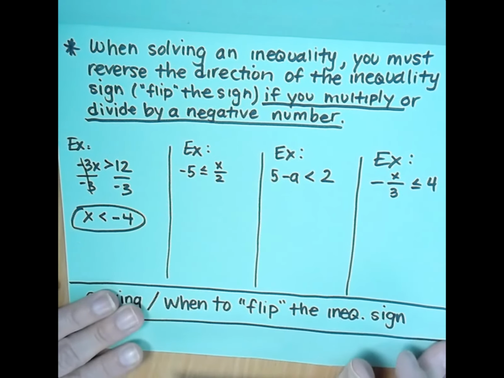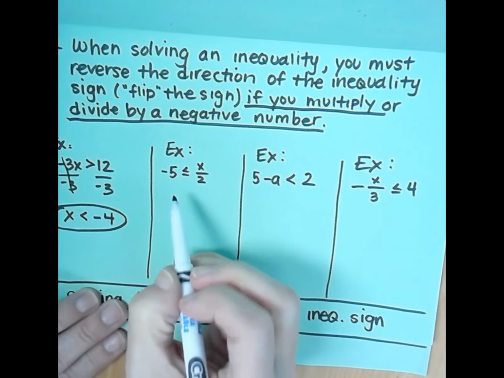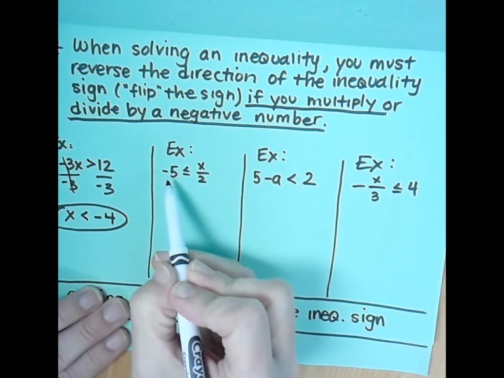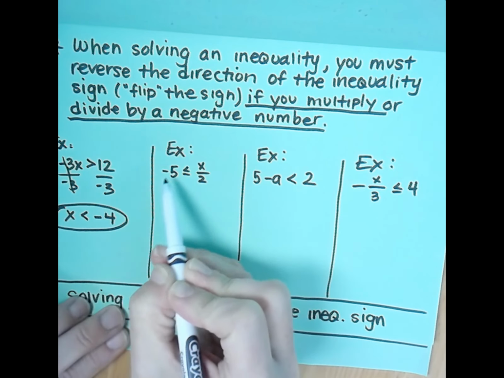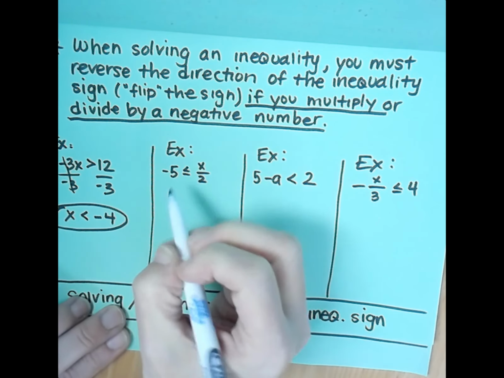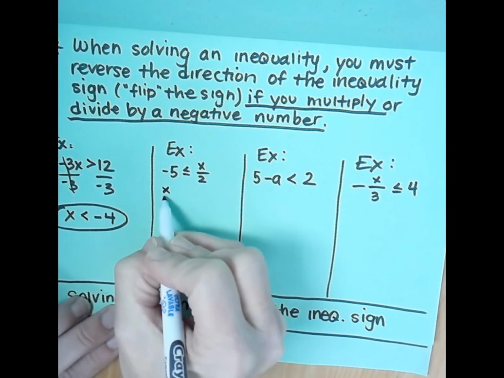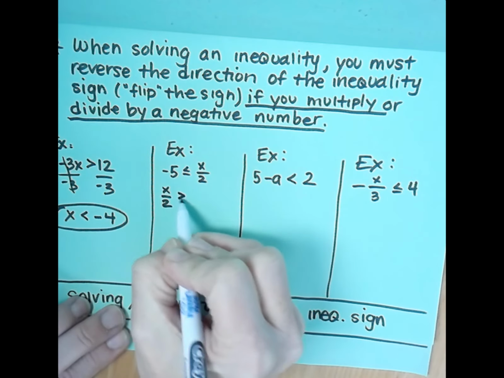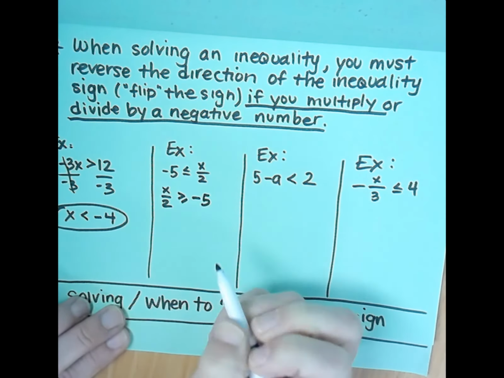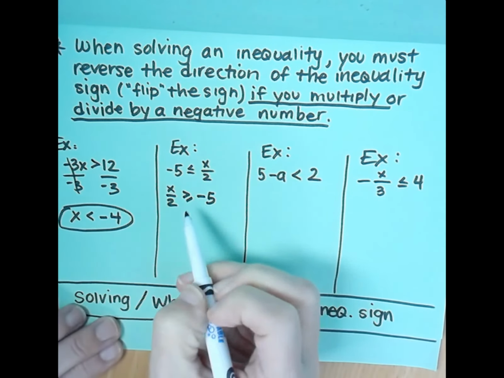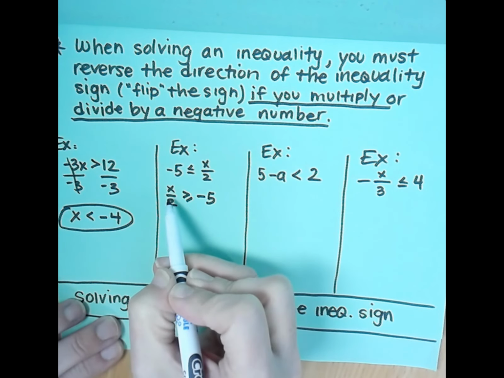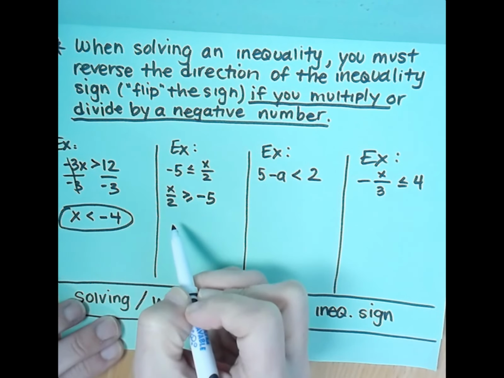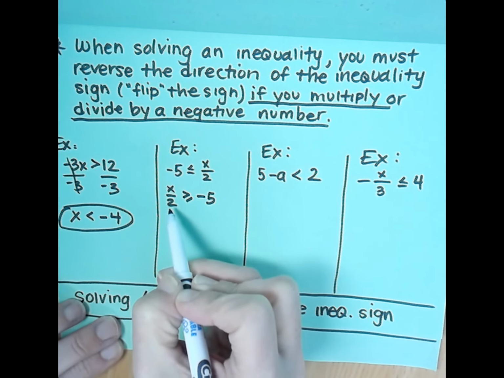Let's look at the second example. Okay, in this example, it seems easier for us if we have the x on the left side. So let's just rewrite this, x over 2 greater than or equal to -5. Let's rewrite that before we start. That way we have our x on the left-hand side. Now, if I want to solve that for x, right now x is divided by 2. So to get rid of it, I need to multiply by 2.